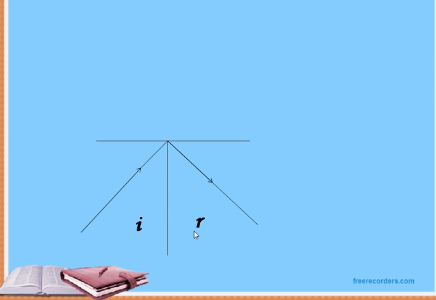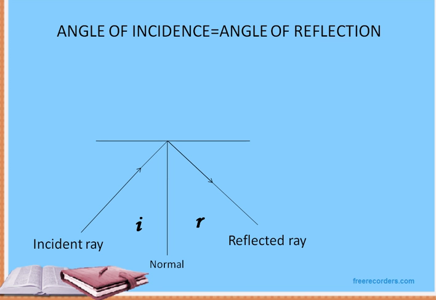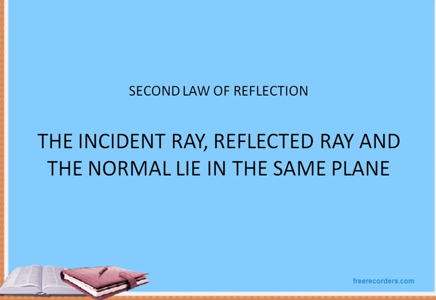We also have names for these two rays. The ray of light that hits the surface is called the incident ray, and the ray of light that gets reflected from the surface is called the reflected ray. The perpendicular drawn from the surface is called the normal. From this we get a law that angle of incidence is always equal to angle of reflection. This law is true in all circumstances.